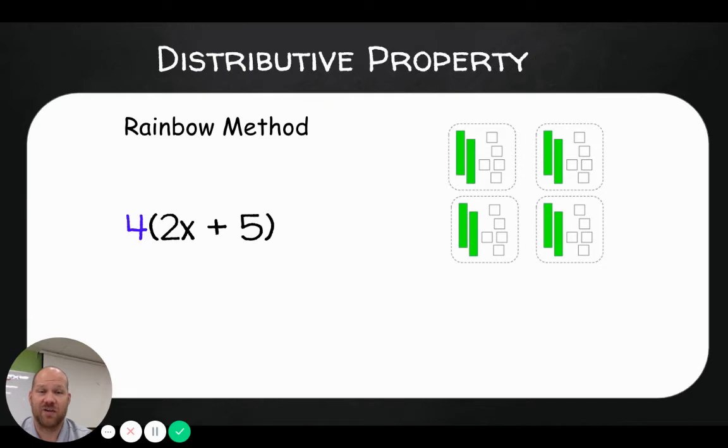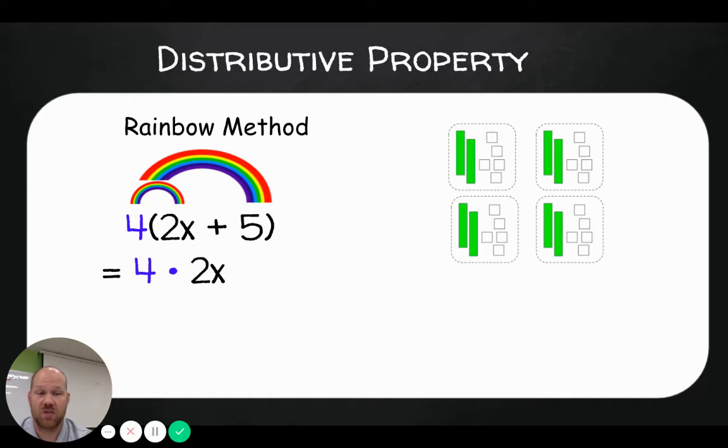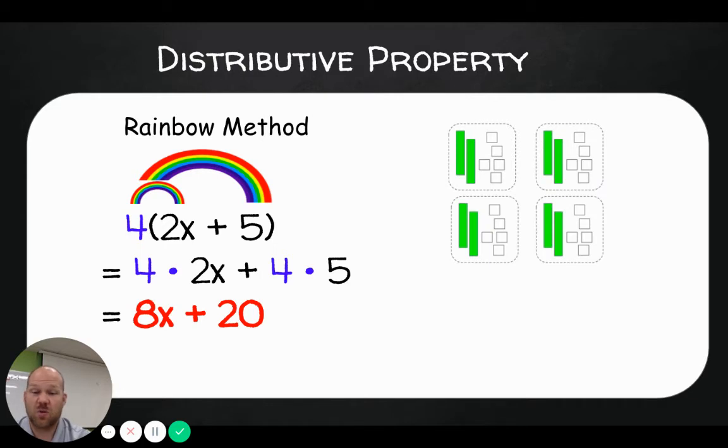All right, we'll see if you got it right. What you would do is take 4 groups of 2x and 4 groups of 5. The reason it's called a rainbow method is you can imagine those arrows as little rainbows. If I've got 4 groups of 2x's, that's like 2x plus 2x plus 2x plus 2x, and you can see that over there in the picture. Altogether, I've got 8 x's. Then I've got 4 groups of 5. I could do 5 plus 5 plus 5 plus 5, or I could just do multiplication. That's why we have multiplication. 4 times 5 is 20. So the correct answer is 8x plus 20. That's what the rainbow method is called.